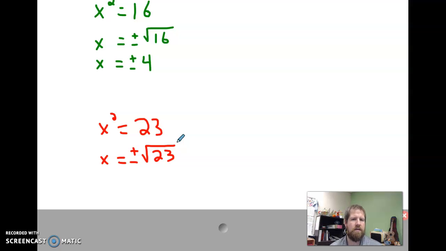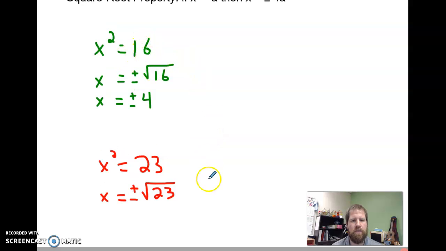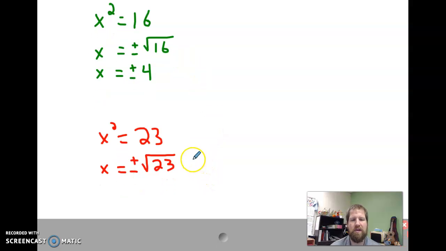Right now these types of problems are pretty straightforward, pretty basic, but we're going to be looking at how this can make the whole process of solving quadratic equations easier. This is kind of our first step towards finding a formula for solving quadratic equations.